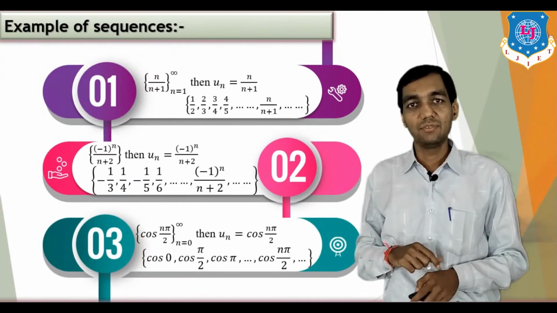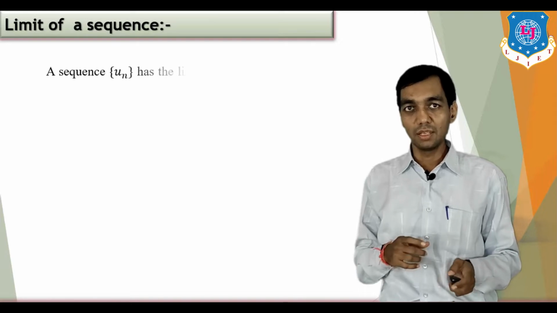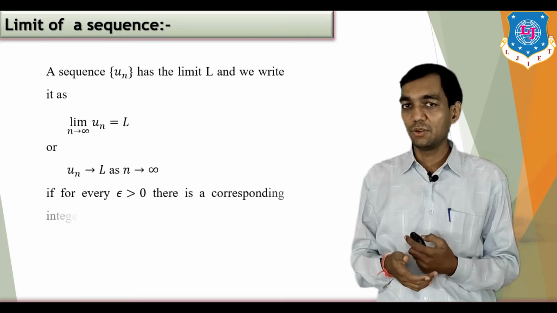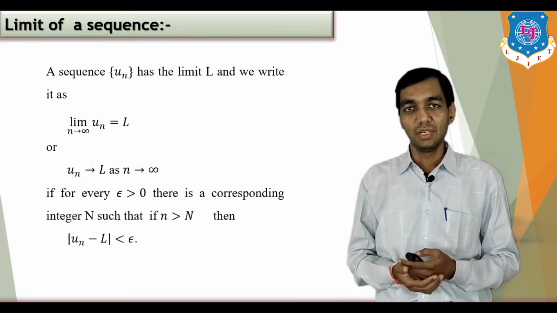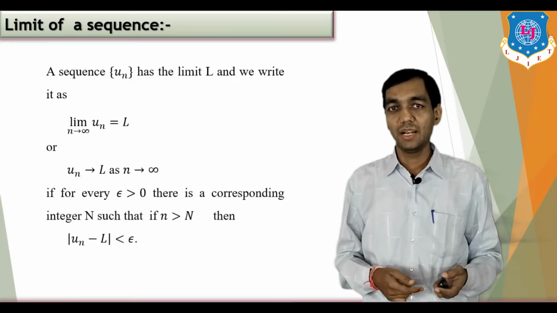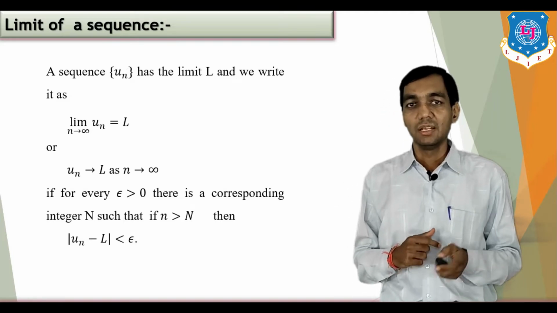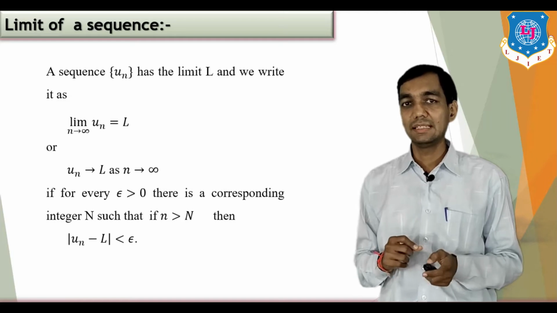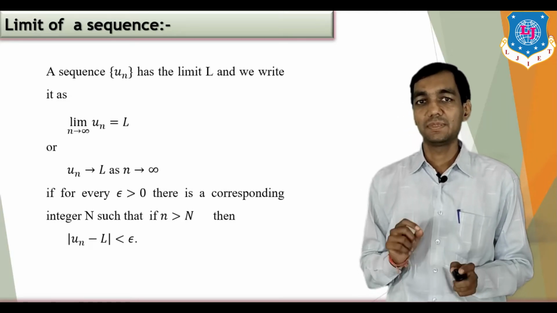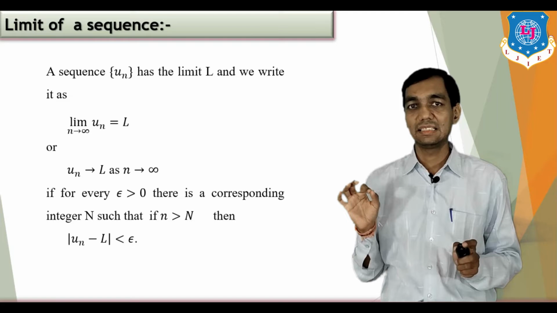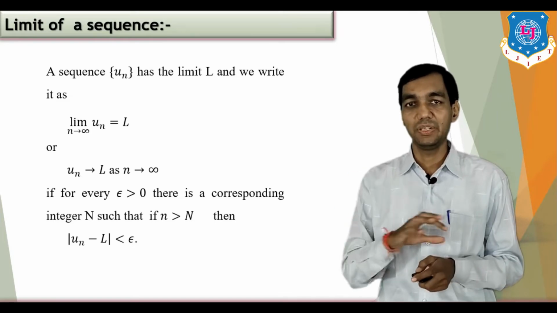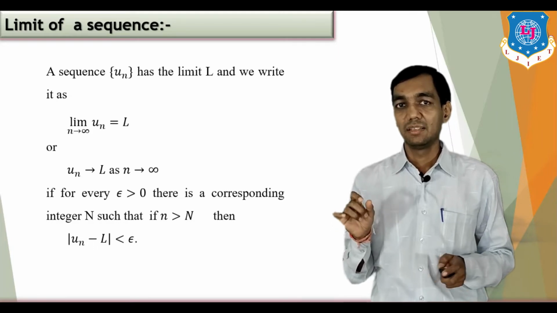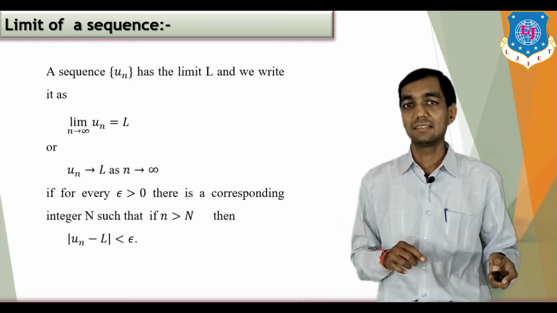Now we are starting with the limit of a sequence. You have learned the epsilon-delta definition of a limit of a function, and using that definition we are going to find the limit of a sequence. We say that un tends to L, that means the limit of un is L, if for every epsilon greater than 0 there exists some N such that for n greater than N, the modulus of un minus L is less than epsilon.